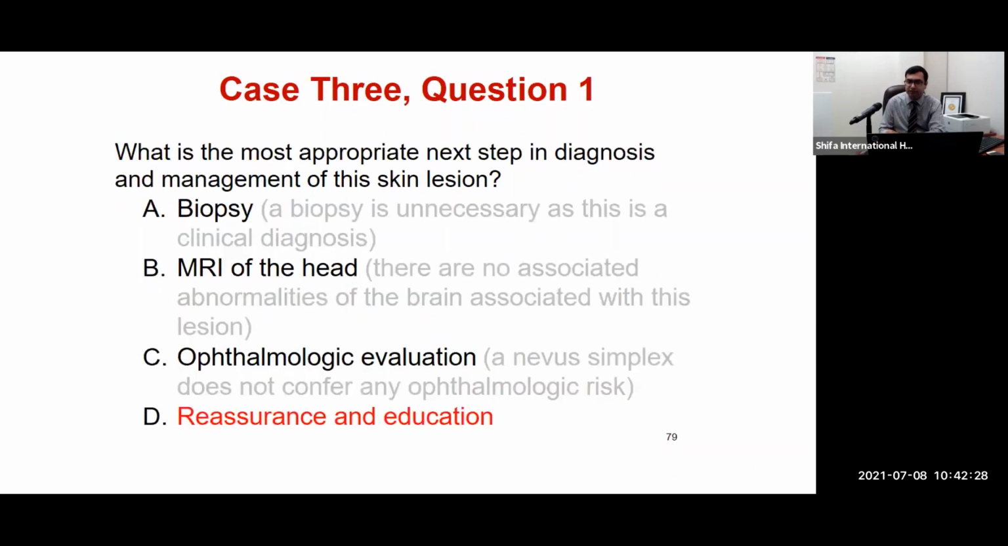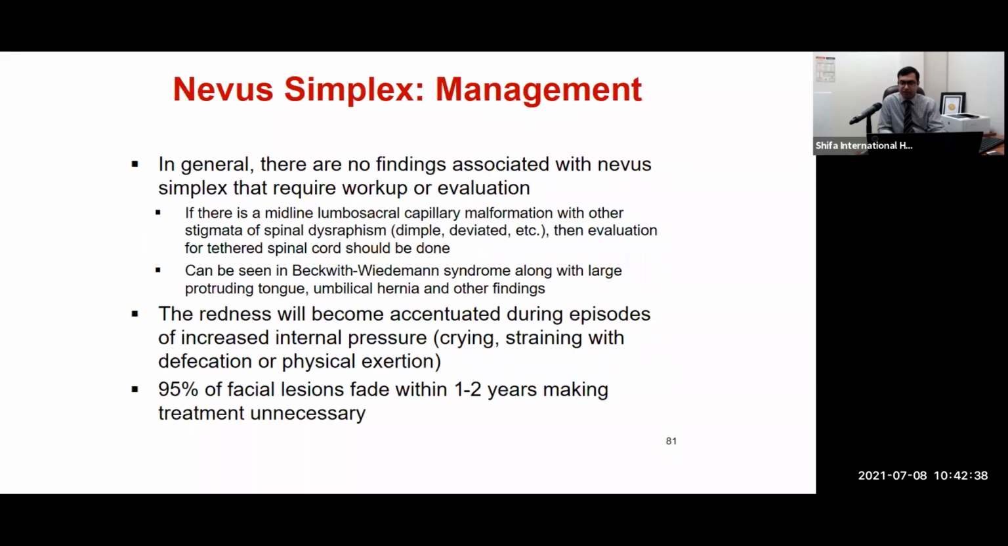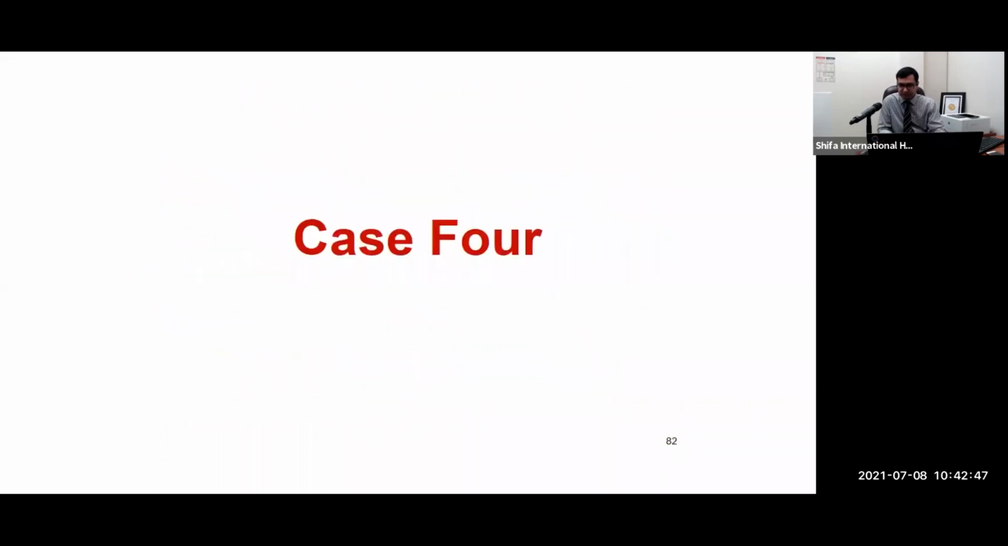Reassurance and education. Why? Because this is nevus simplex, salmon patch, a faint, transient capillary malformation, nothing to worry about. And usually there are so many names for this, stork bite, angel kiss. It usually fades in the first few years of life.